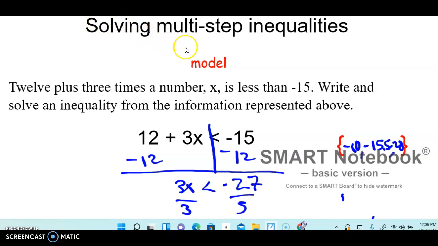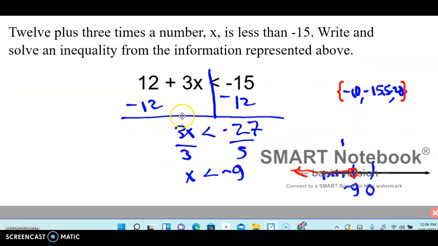Now, solving multi-step inequalities. 12 plus 3 times the number x is less than 15. Write and solve the inequality for the information represented above. So we have an equation here, and we're going to solve it just like we do a two-step equation, but the only difference is the inequality that's embedded. So you subtract 12 from both sides, get -27, bring the 3x down. Divide both by 3, and you wind up getting -9. So we're looking for a number less than -9. -10, -15.5, and -20 are less than -9. So -9 is my target number. It's an open circle, and it points in the direction of the lesser numbers.